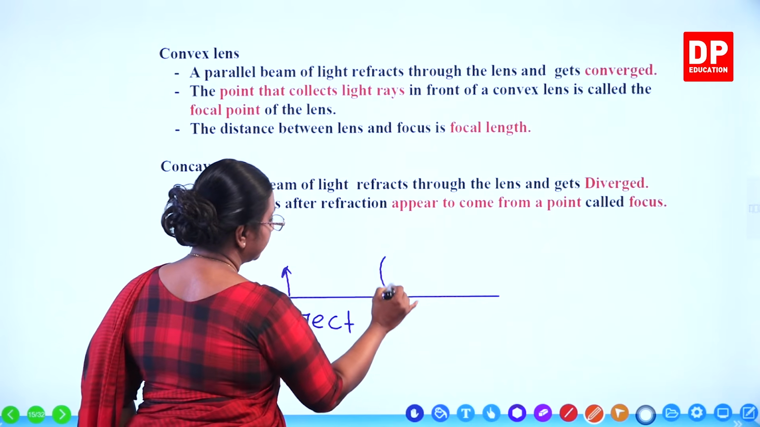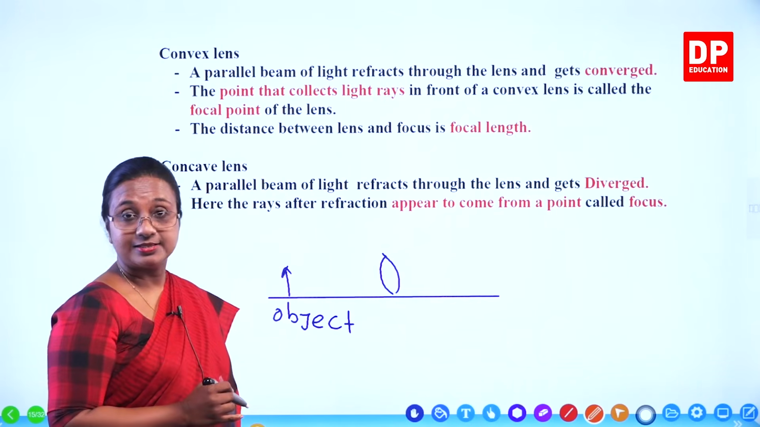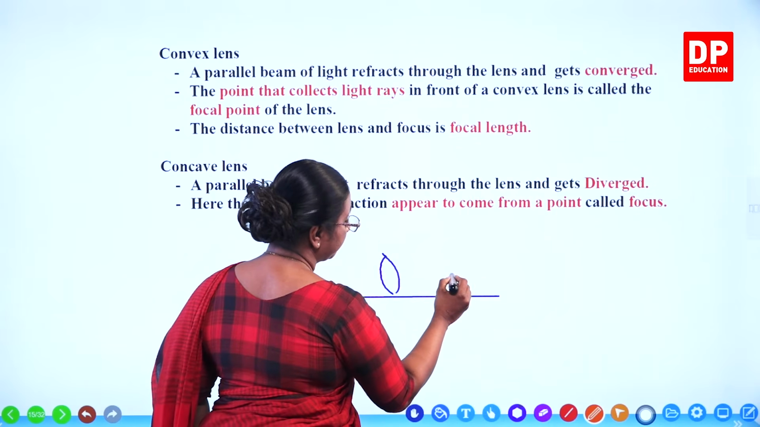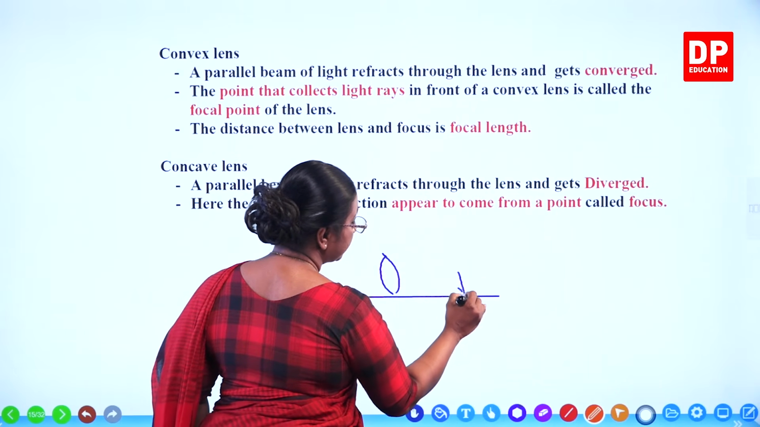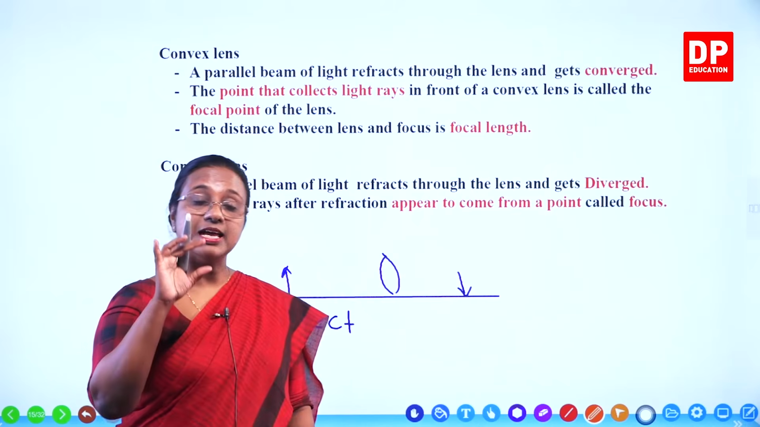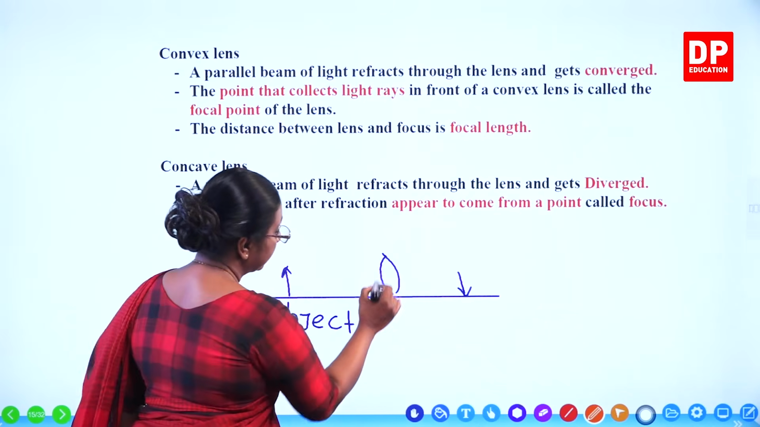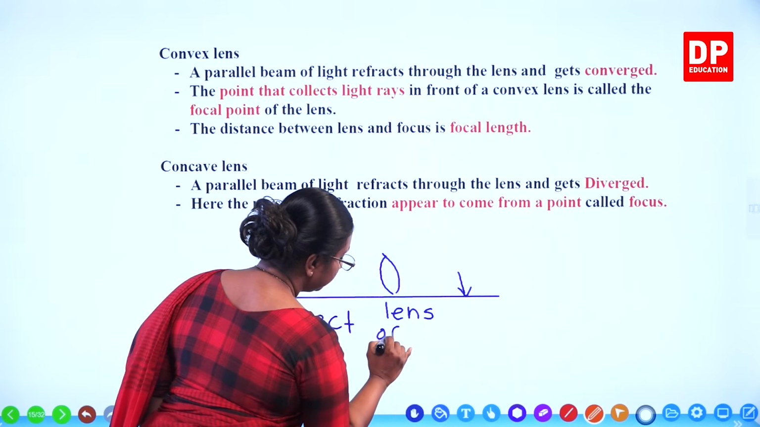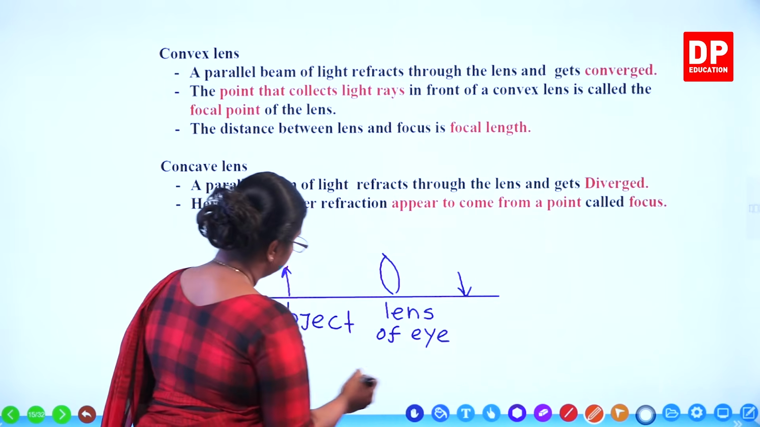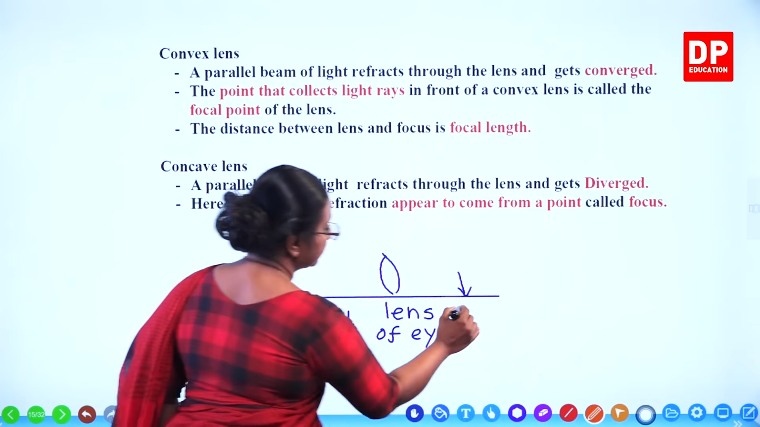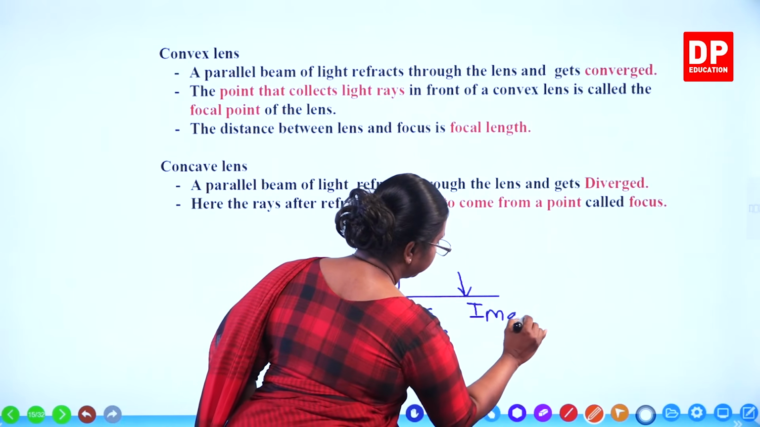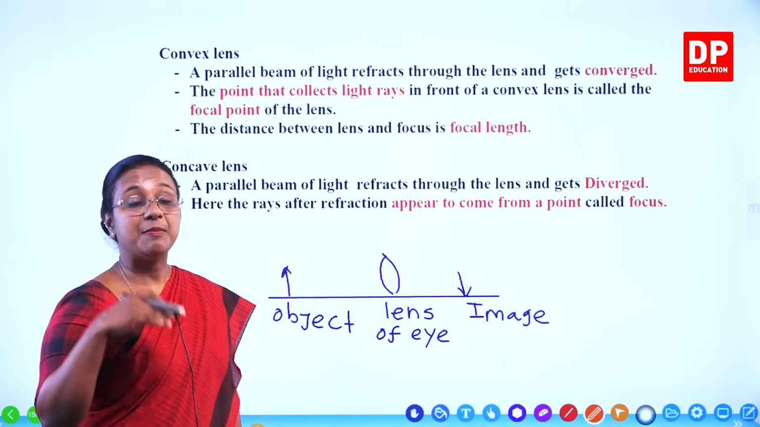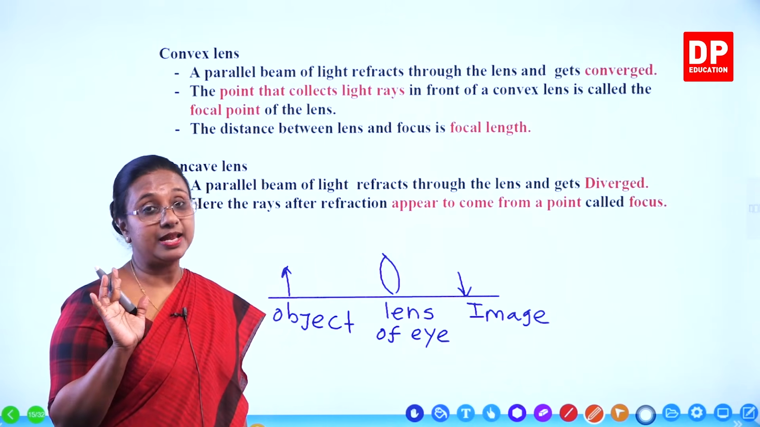So here you have the convex lens and you know the image forms on the other side of the lens, and you all know it is going to be an inverted image and it's going to be a small image. So considering this is the lens of the eye, here is the object and this will be the image. You all know it's going to be an inverted image, but it will be interpreted as the upright image.